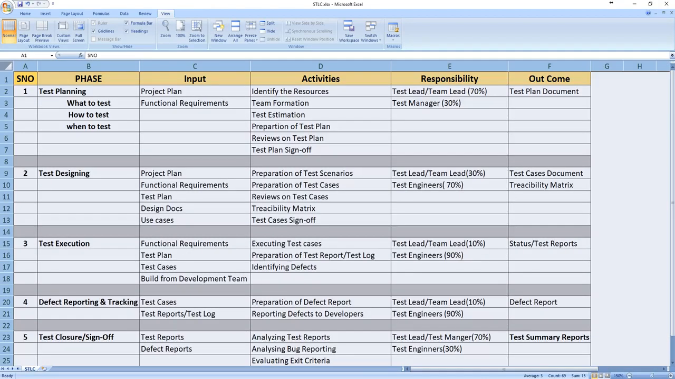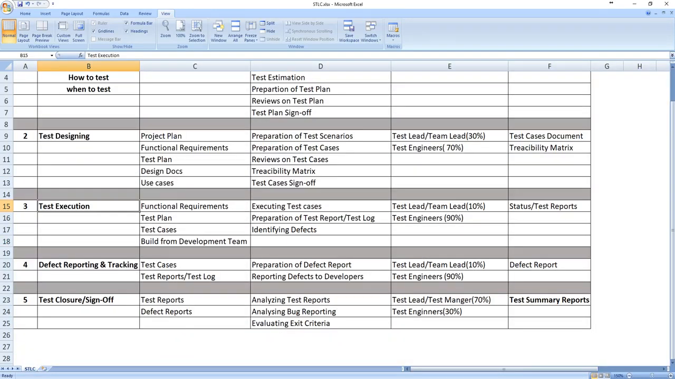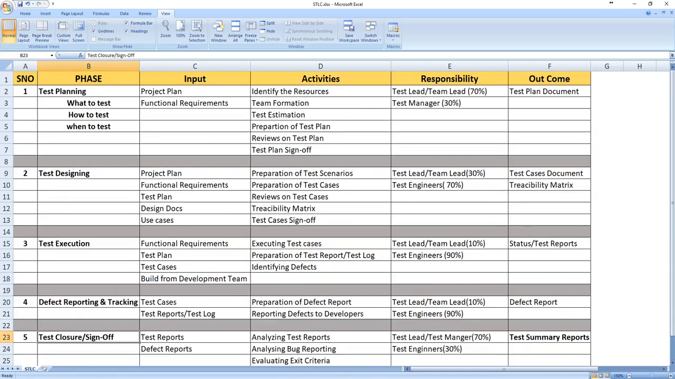Now, as I said, testing has multiple phases: the test planning phase, designing phase, execution phase, defect reporting and tracking, and then test closure and sign off. These are the 5 phases we have. In each phase we require different inputs, perform different activities, and have different responsibilities, and there should be some outcome of the phase. Once we finish the phase, we have a certain output after completing all these activities.